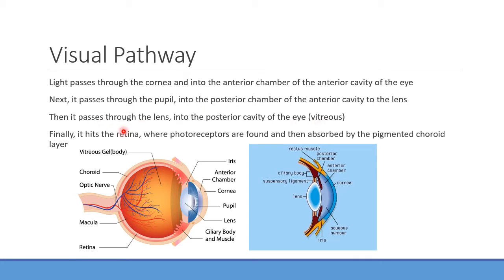And then once it hits the retina, that's where we're going to have our photoreceptors. The photoreceptors are primarily what? It's like our rods and cones and things like that. That's what's going to be picking up the signals from that light. And then that can be transmitted through the optic nerve and into the brain. Okay, so we're going to go into more detail on how all that's occurring just a little bit.